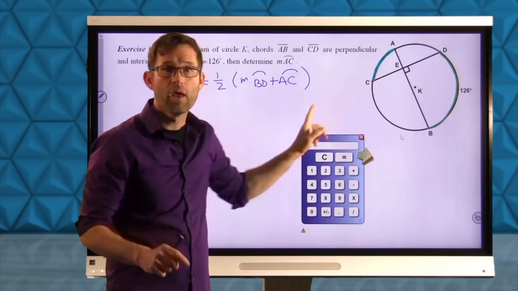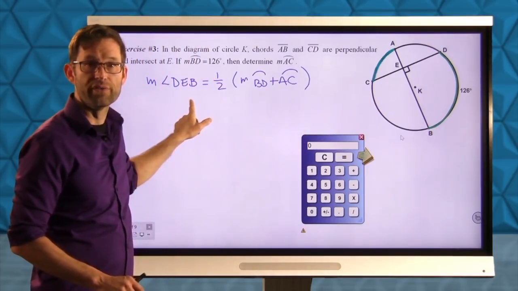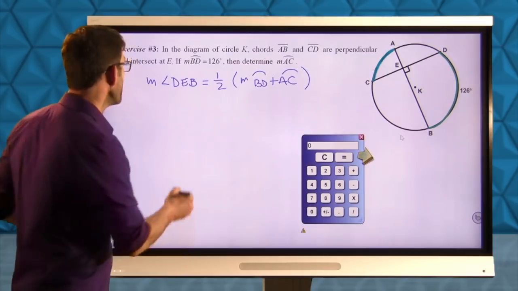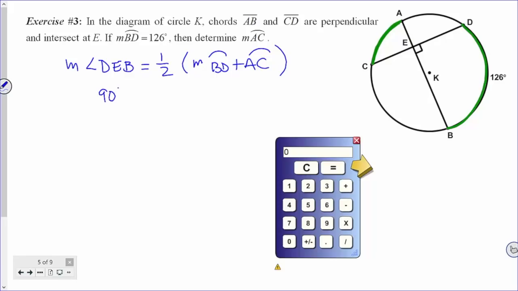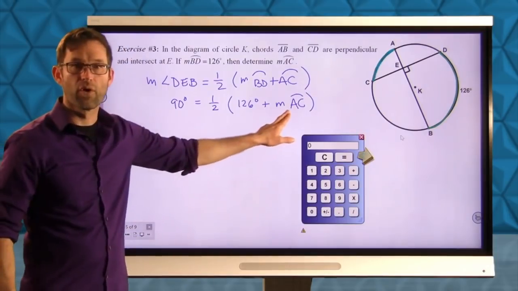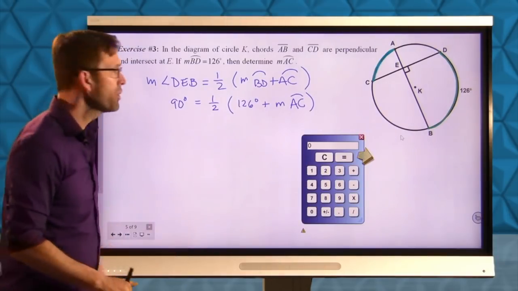Fair enough. But we know the measure of angle DEB. That's 90 degrees. So we know this is 90, right? We know that the measure of arc BD is 126 degrees. And what's cool about that is it leaves us just what we're looking for, the measure of arc AC. So what do we do now?